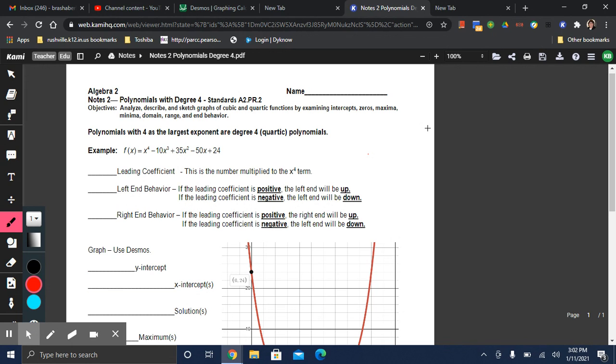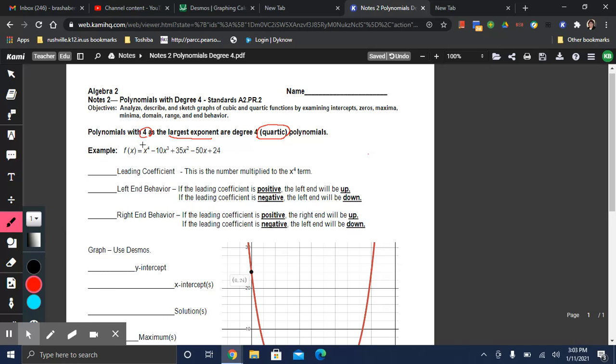We'll be working with polynomials that have a degree of 4 and looking at what we can analyze for those graphs. When we have a degree 4, that's where the largest exponent is a 4, and these are called quartic polynomials. First of all, we'll look at our example with x to the 4th as our highest exponent in this function, and we're going to take a look at the leading coefficient.